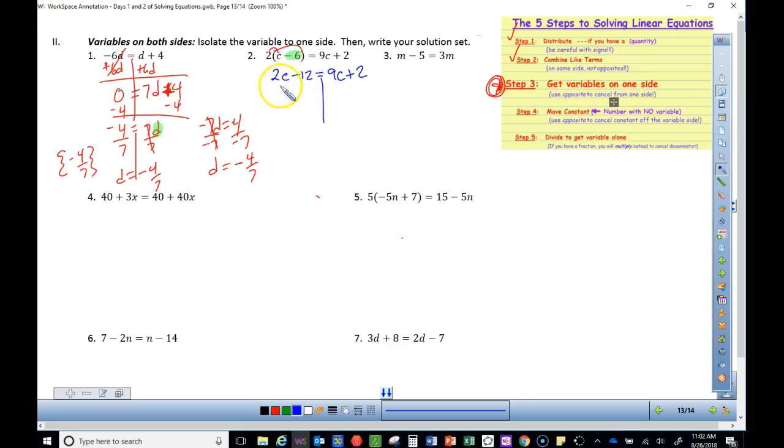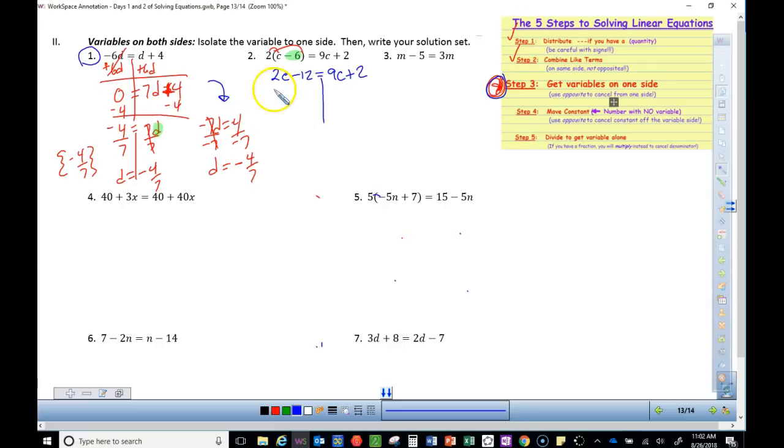Okay. Now, there's no like terms on the left side, no like terms on the right side. So we're ready for step 3. Get variables on one side. So a rule of thumb, it's not mandatory, but if you want to deal with a little bit less negatives, then you want to move the smaller one. But like in this case over here on number 1, I moved D, and -6 is actually smaller than D, but in the original one, when I did it this way, I moved the D because I thought that was easier. So it doesn't really matter.